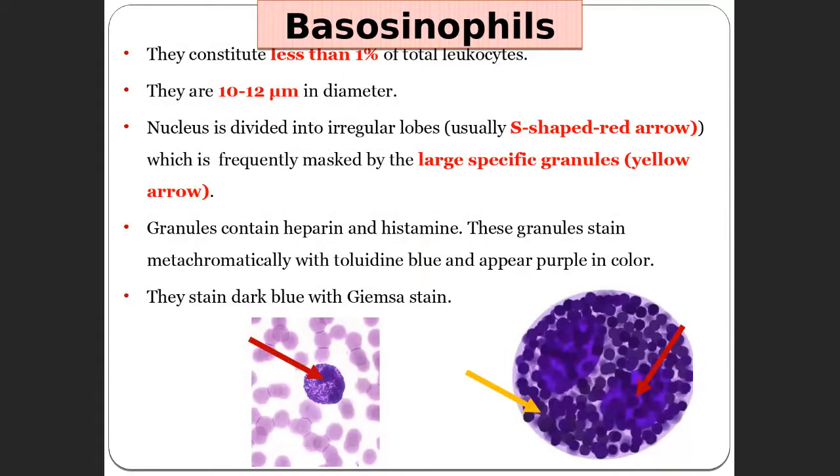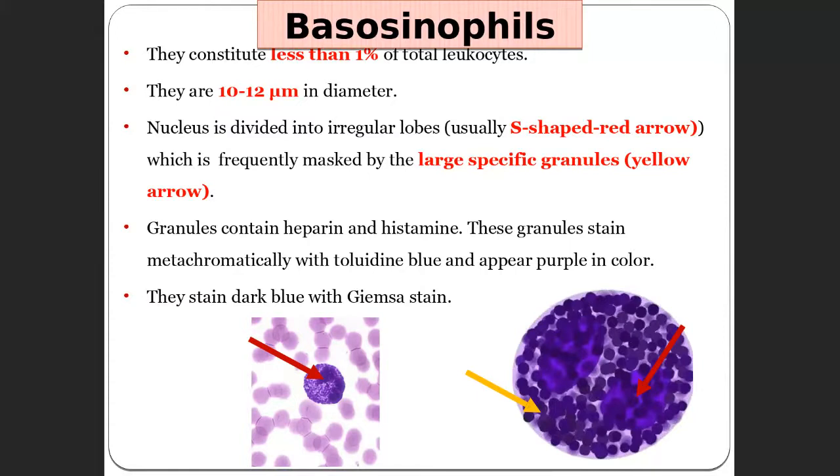Next is basophil. They constitute less than 1% of total leukocytes, 10 to 12 micrometer in diameter. And they are S-shaped cells. I've told you this S-shaped nucleus is usually not that visible. Why? Because you will see large, specific, thick granules. And because of these granules, if you see here, the nucleus is obscured.